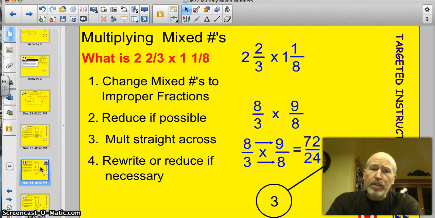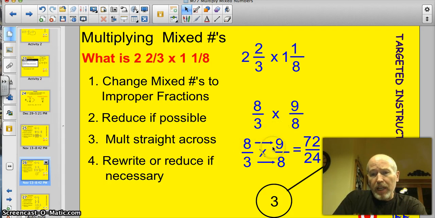This one here is 2 2/3 times 1 1/8. I've worked this problem 2 ways, reducing ahead of time or right away and then reducing afterwards, so you can see it. All right, so here's what it is, 2 2/3 times 1 1/8. So 2 times 3 is 6, plus 2 is 8/3. So here's my 8/3 down here. This one is 1 times 8, which is 8, plus 1 is 9. So I have 9/8. That's where that came from. So I've rewritten those mixed numbers as improper fractions.